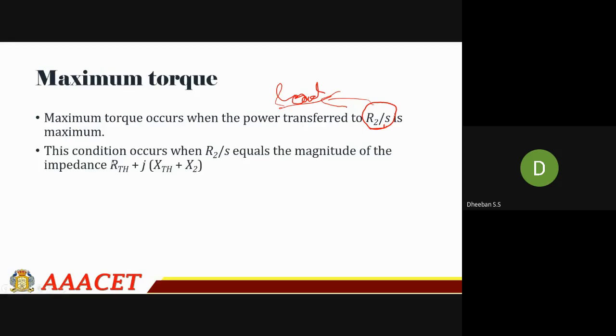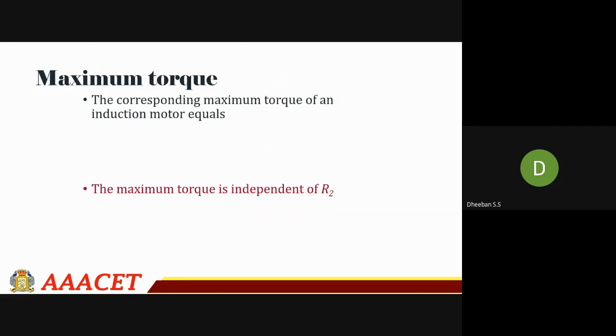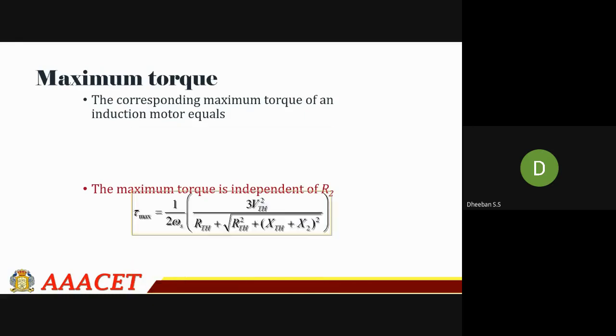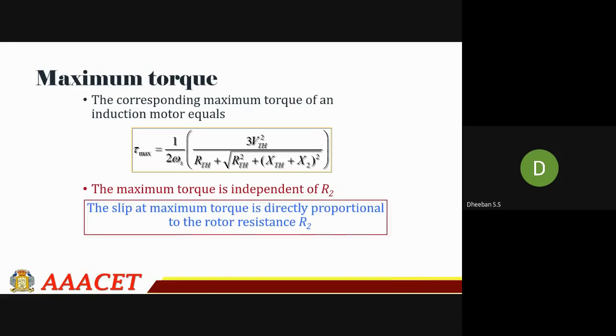At this condition, the magnitude of the impedance is RTH plus j(XTH plus X2), and this gives your slip at maximum torque, R2 by root of R square TH plus (XTH plus X2) square. We are talking with respect to your Thevenin circuit. The corresponding maximum torque of an induction motor is given by this expression. The maximum torque is independent of the value of your R2, that is your rotor resistance.